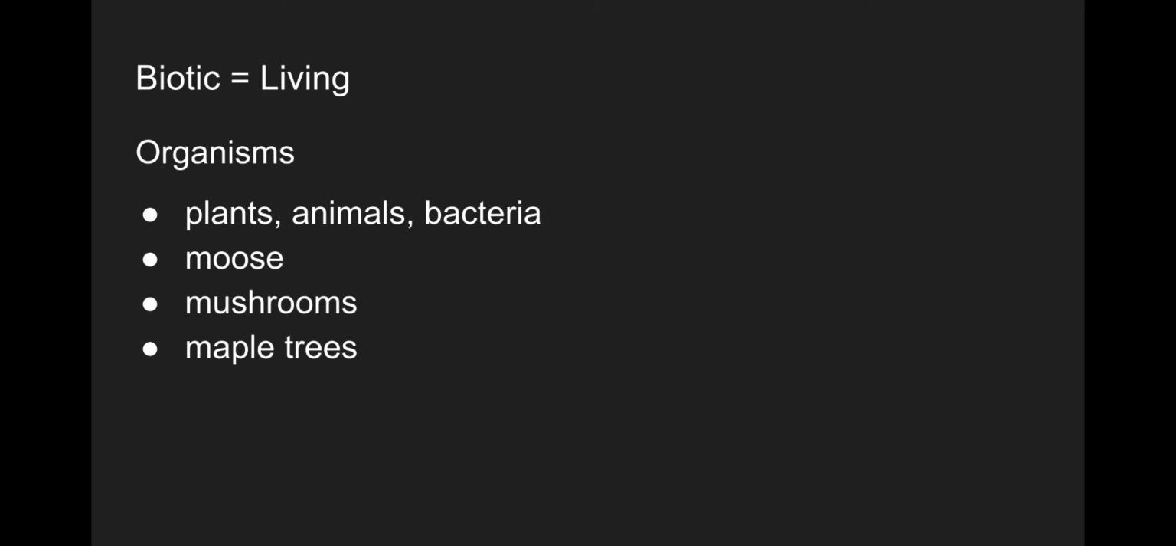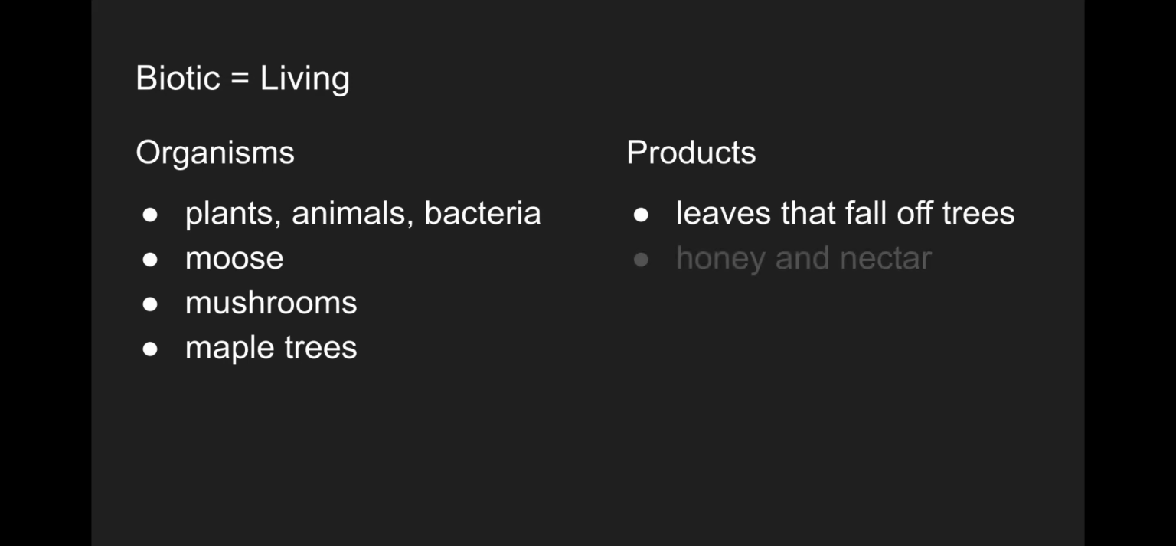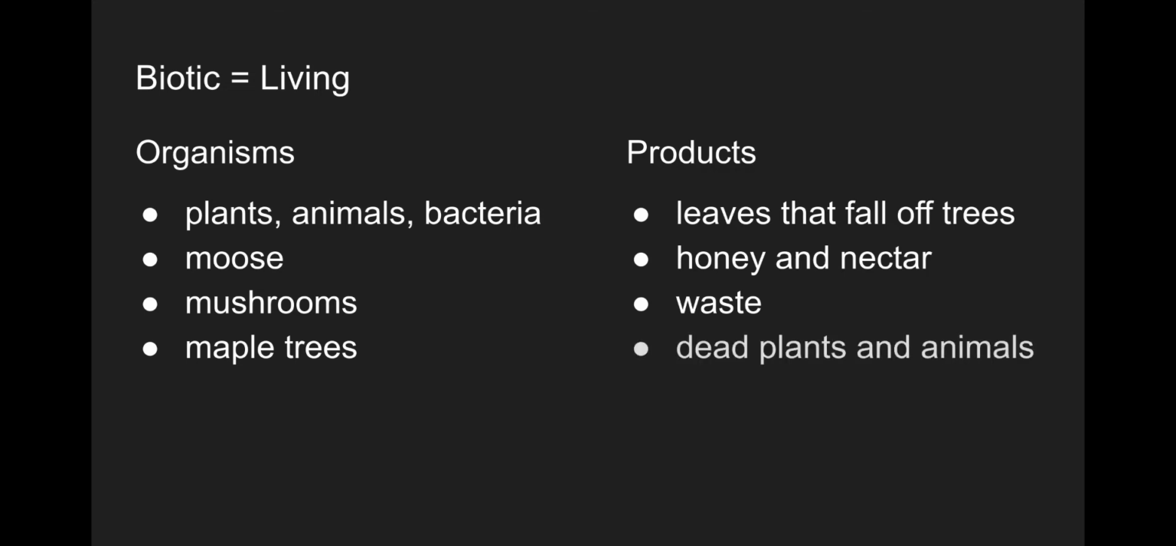But in addition to those organisms, we also have their products. So their products also are considered biotic things as well. So the leaves that fall off the tree, those are biotic. Honey that bees make, or nectar where they eat, biotic. Waste, such as poop, biotic. Dead plants and animals, biotic. All of these things, organisms and their products, are considered biotic parts of the ecosystem.